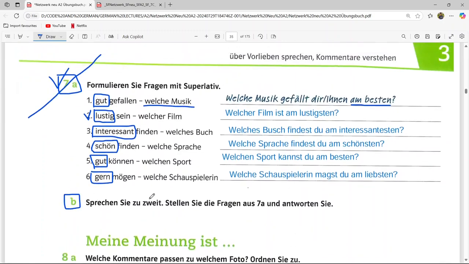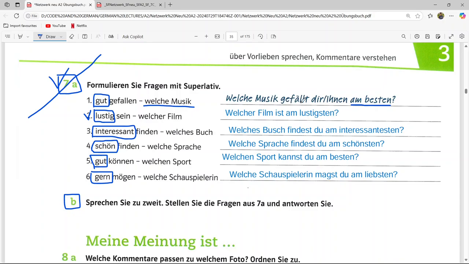Next one, 7b. Sprechen Sie zu zweit, so speak with pairs. Stellen Sie die Fragen aus 7a und antworten Sie. So take the questions from here and try to write the answers. Okay, so I will write for your case. These are the questions, like when you want to talk with your new friend, you usually ask like this.